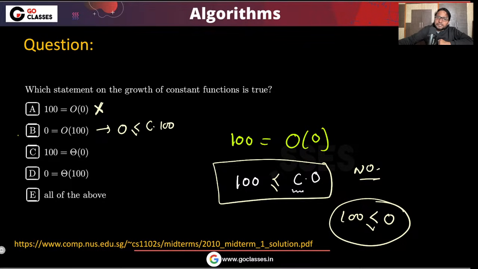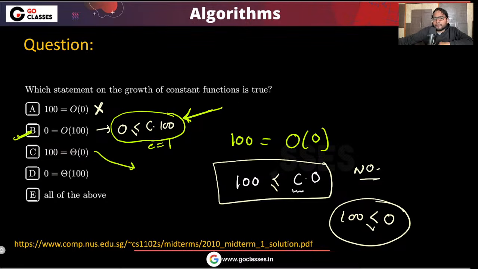Yes, right? Yes. 0 is definitely less than or equal to C into, you can take C equal to 1. What about this? First of all, tell me, is this an asymptotic comparison or a normal comparison? This is a normal comparison, right? If there is an asymptotic comparison, I will say it explicitly.